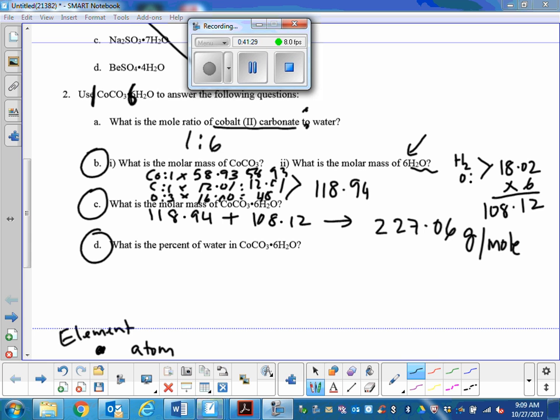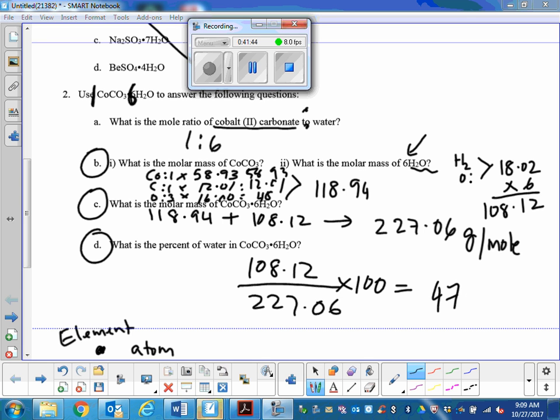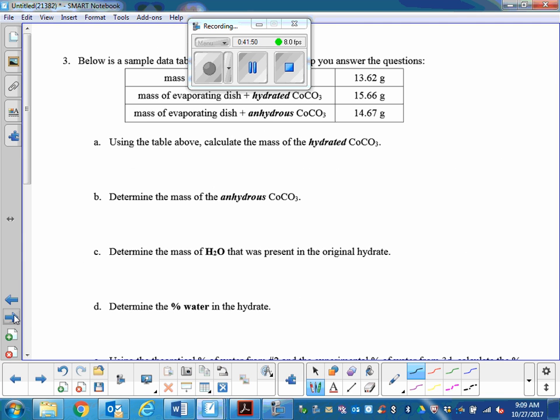Can somebody help me determine the percent of water? Yes, Claudia. You would add 125, 127.06, and then you have to multiply that by 100. And that is equal to 47.62. 47.62 is the percent of water. Okay? Let's go to the back page.